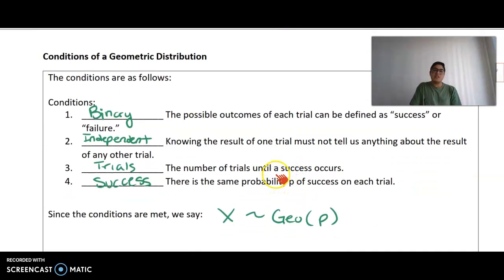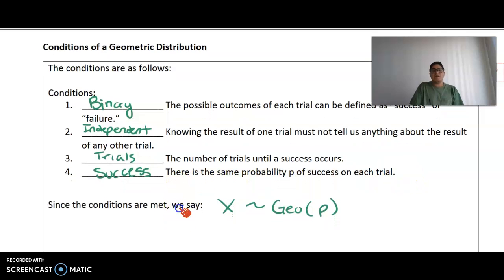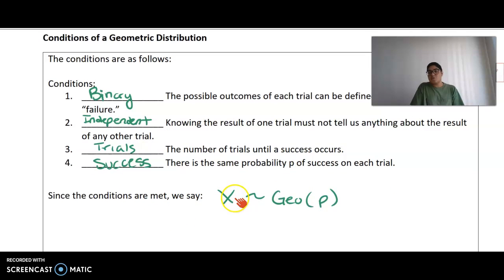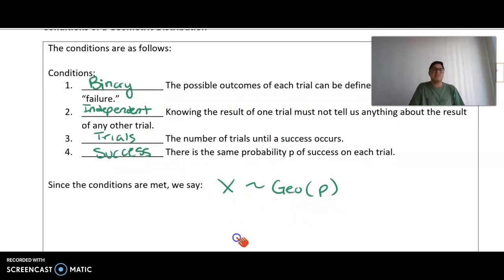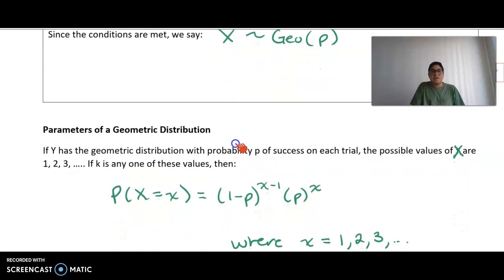Instead of bins, we're going to use bits. And so that must mean that the outcomes are binary. It either is a success or failure. They're independent. Trials is the number of trials until a success occurs instead of n fixed, where we knew the total number that we were looking at. And then same thing here for probability of success. If these conditions are met, we say that x or y is distributed geometrically with the following value p, which is the probability of success.